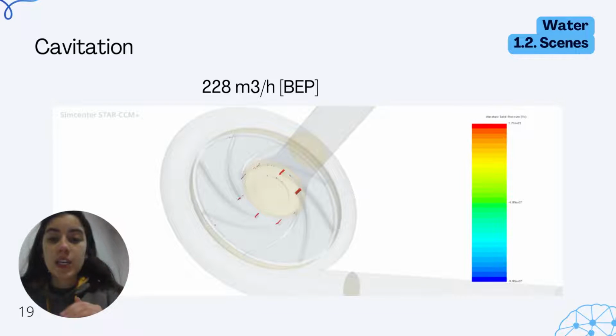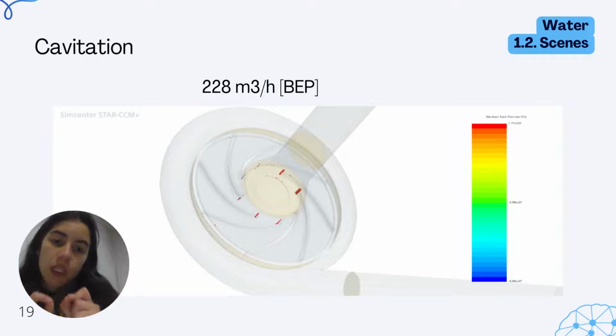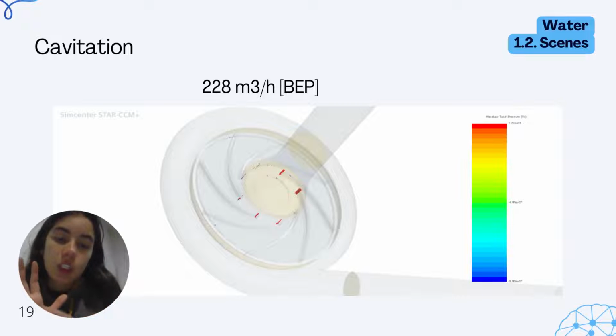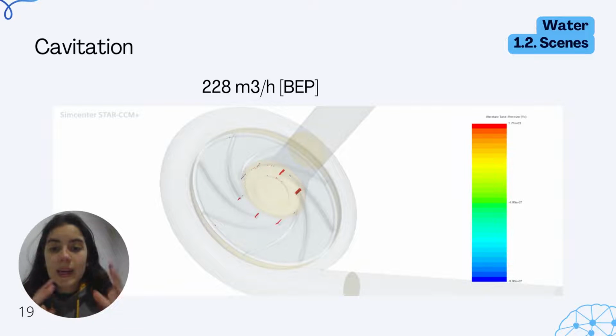So here in the BEP cavitation, we use a different type of diagram so we can show where the cavitation is really happening. We can see that the cavitation is just in the middle, in the center of the pump. So it's really not that bad, and it's a really good flow. It doesn't cavitate with the pump.